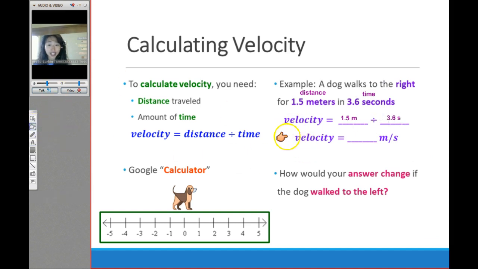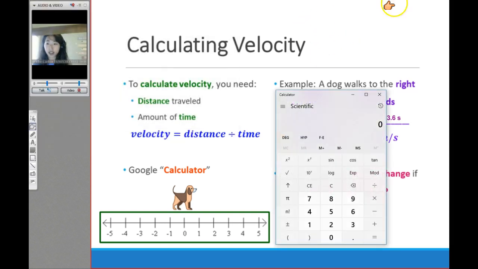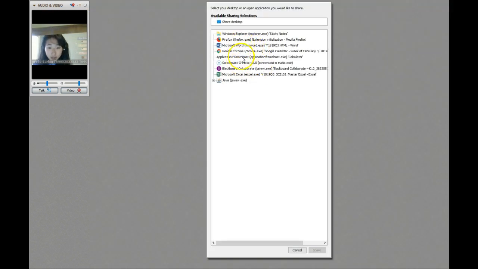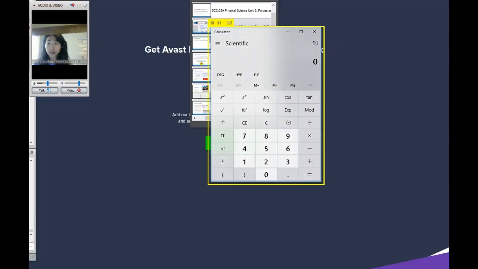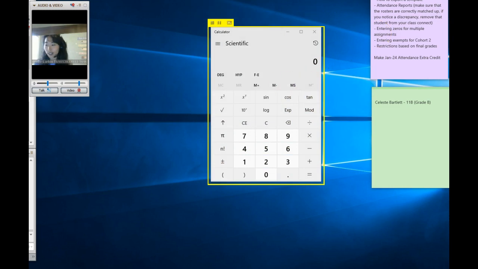And now we need to plug it into our calculator. So I'm going to go ahead and pull up a calculator right here very quickly. Okay, 1.5 divided by 3.6. So let me share this with you. All right, smiley faces, everyone, if you can see my calculator up here. Okay, so what did I say? It was 1.5 divided by 3.6. So you do 1.5 first, the division sign, and then 3.6.